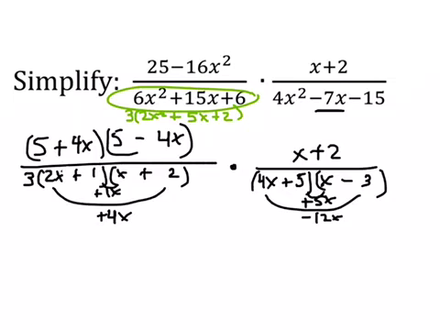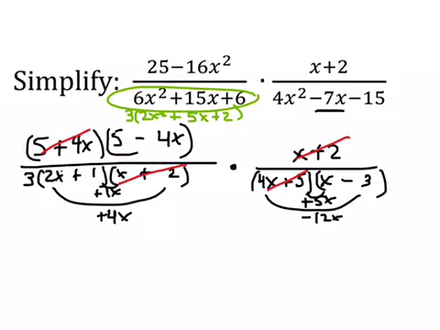All right, now we start our cancellations. So when I'm canceling, I look for any matches. x plus 2 matches x plus 2. 4x plus 5 down here exactly matches 5 plus 4x. Even though they're written backwards, addition is commutative, so you can just write it any way you want. And I think that's it.